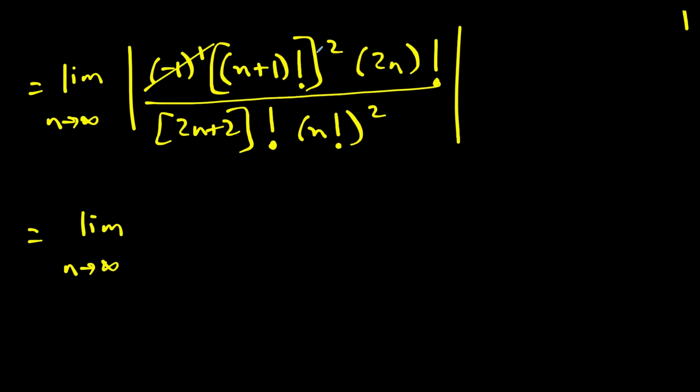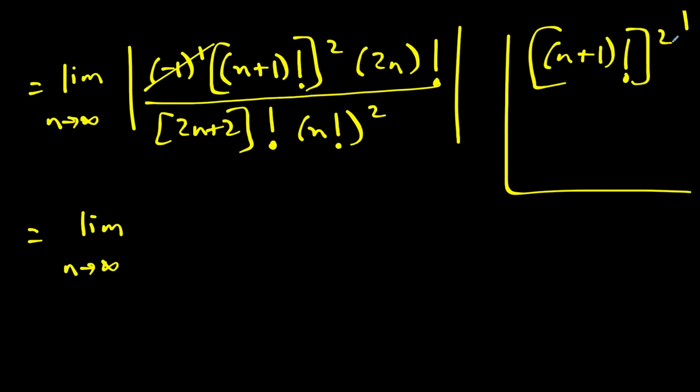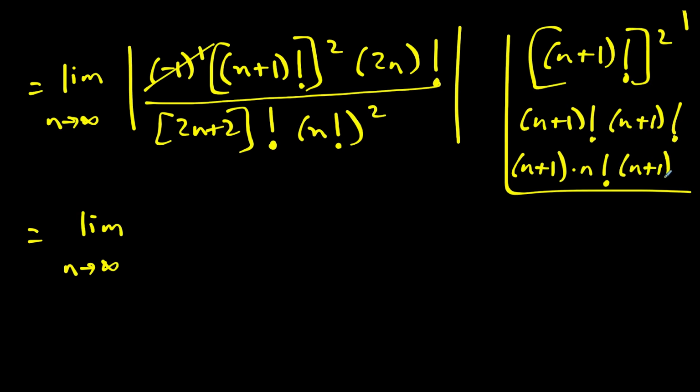So (n+1) factorial squared, I'm going to write as (n+1) factorial twice. So just think of it like (n+1) factorial times (n+1) factorial. But then I could expand this even more. This is the same thing as (n+1) times n factorial, and the same thing with the other one, (n+1) times n factorial. Now, why would I want to do that to the (n+1) factorial squared? Why do we want to break it down like this? Well, you'll see what will happen.